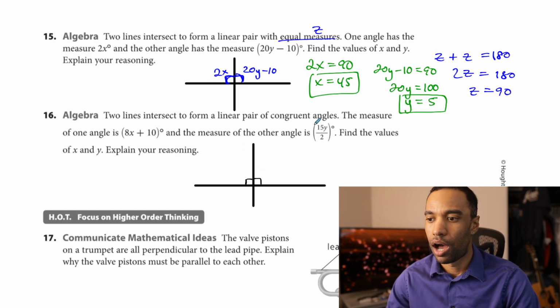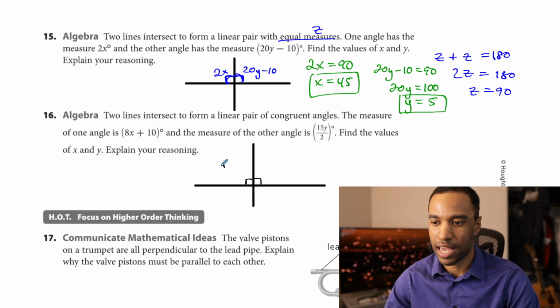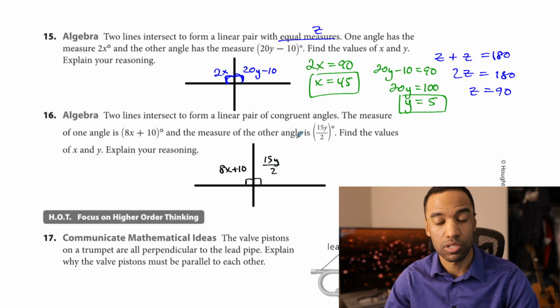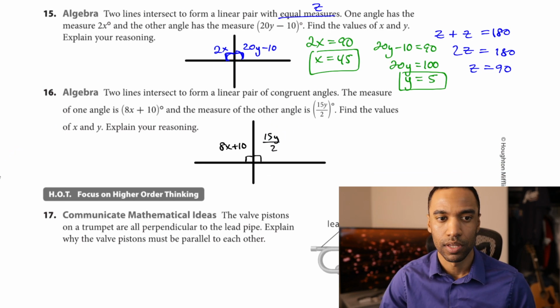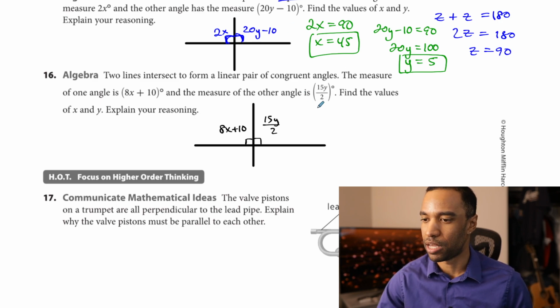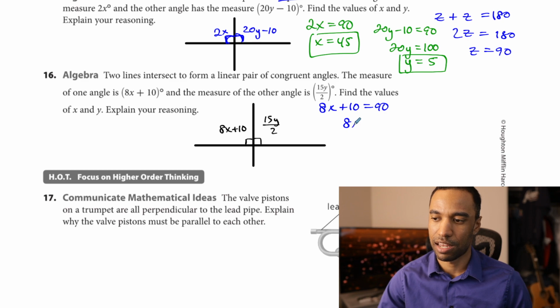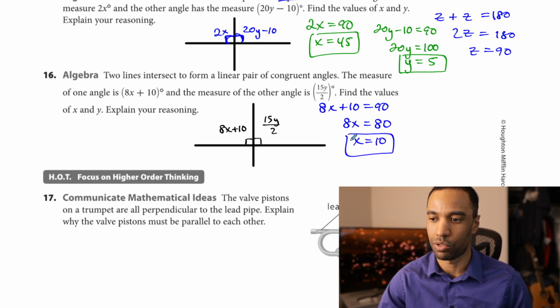The measure of one angle is 8x plus 10. And the other angle is 15y over 2. Find the values of x and y. So once again, it's very much the same. Set them equal to 90 and solve separately. So let's do that one more time, and then I will be all done. 8x plus 10 equals 90. Subtract 10 from both sides. 8x equals 80. Divide by 8 from both sides. x equals 10.